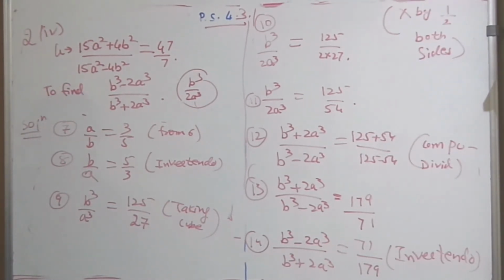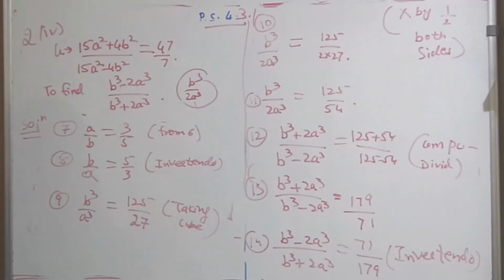Okay. So we have finished with practice set 4.3. Sums number 3 and 4 are omitted. Now come to practice set 4.4. All the sums were done, so I am not doing it. Okay. Now practice set 4.5.